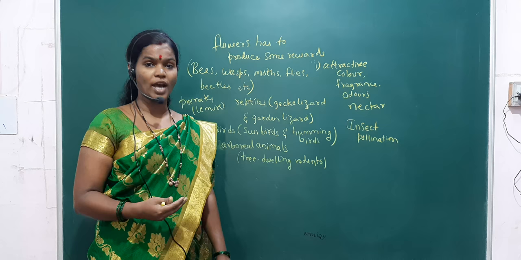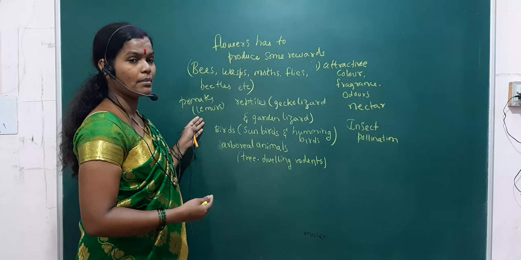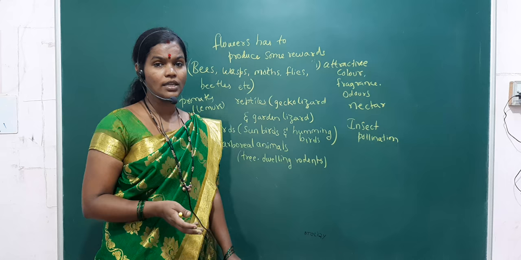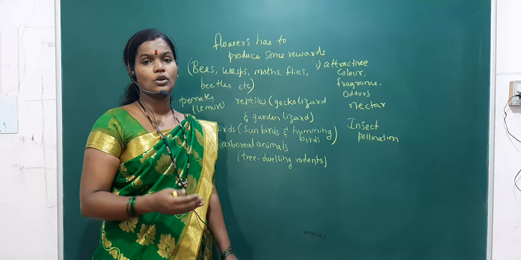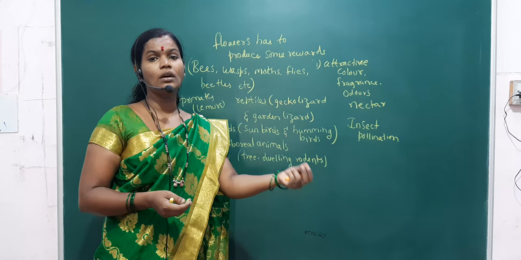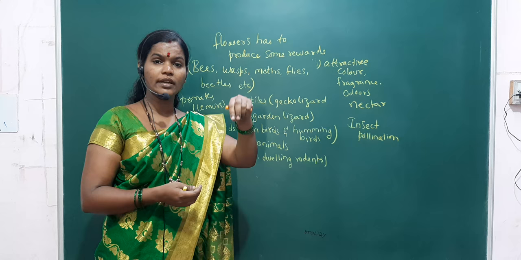And apart from that, we also see primates, reptiles, even birds. Birds like sunbirds and hummingbirds are attracted towards the odor of the flower, not the color. They come and sit over the flower, then go to another flower. They take the pollen grain in the mouth, sit over the other flower, and the pollen grain is released on the stigma. Then pollination occurs there.